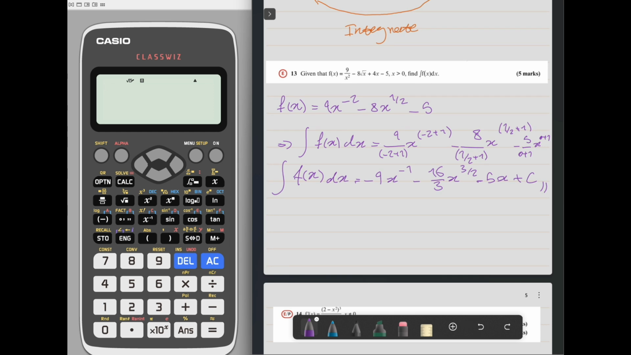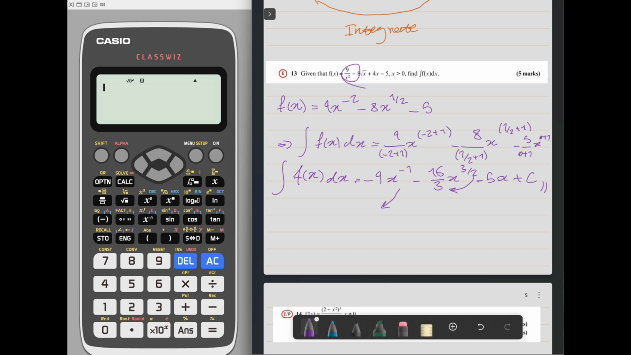So let's just be more clear and to be more sure. Minus 1 is going to be minus 2. And minus 9 times minus 1 is going to be 9. So it's going to be 9x to the power of minus 2, which is going to be this one. So the first term is integrated correctly. Minus 16 over 3 times x to the power of 3 over 2. 3 over 2 times 16 over 3 is going to be 8, so minus 8, which I have here.